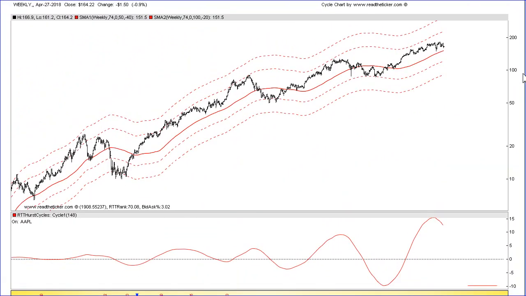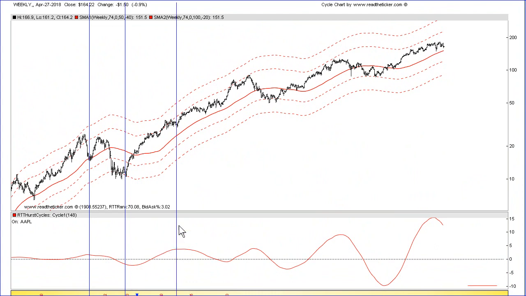Okay, so I'll just make that a bit bigger. So what we have here in the Apple data, we have a pretty powerful cycle. We've got a bottom here, a low there in the cycle. We've got a high here, high, low, low. I'll just draw them in, I suppose.